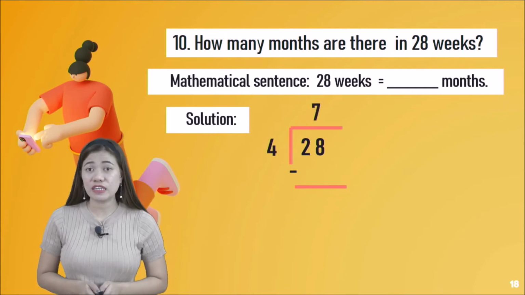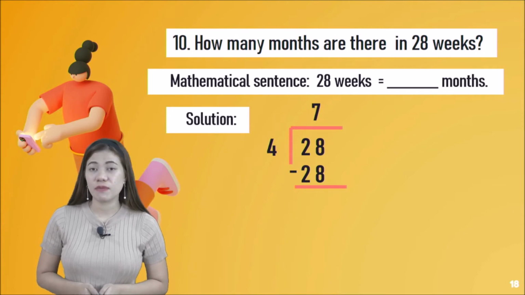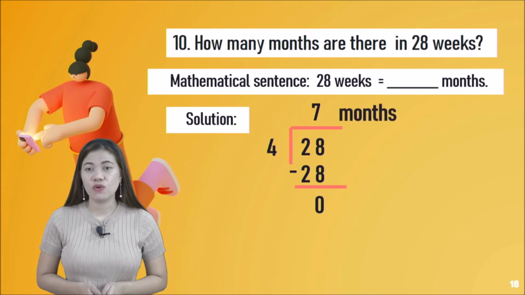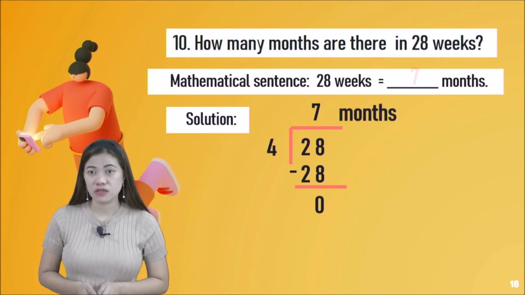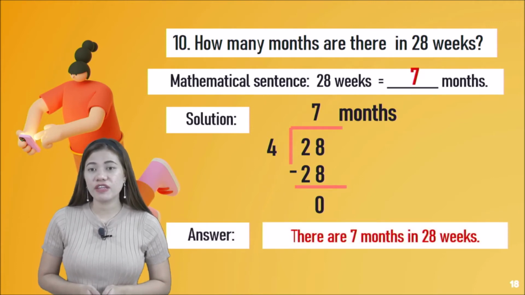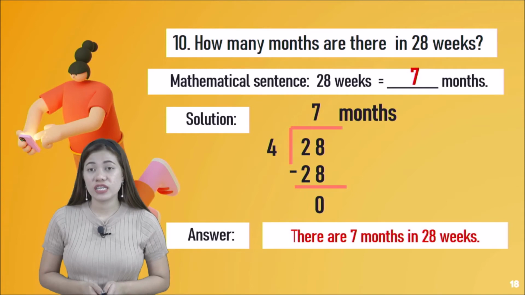So 7 times 4 is equal to 28. So 28 minus 28 is equal to 0. So 28 weeks has 7 months, okay? Our final answer, there are 7 months in 28 weeks.